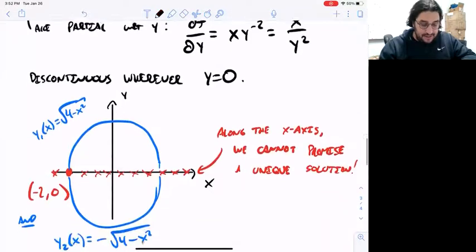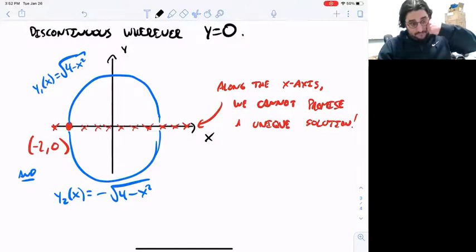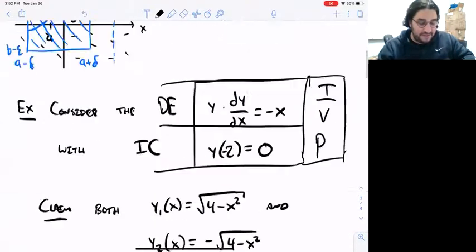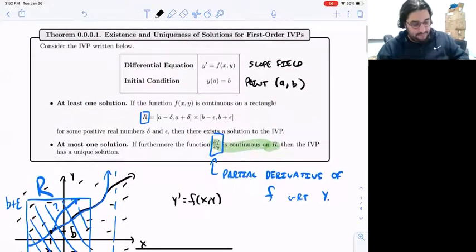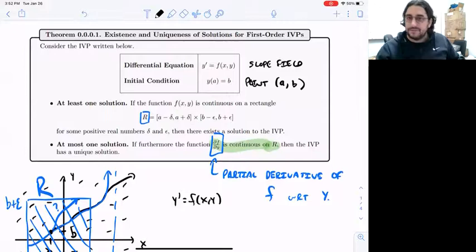All right, so that is our non-example, right? That's our example of an IVP that did not satisfy the condition in the uniqueness theorem, and sure enough, there were multiple solutions, right?